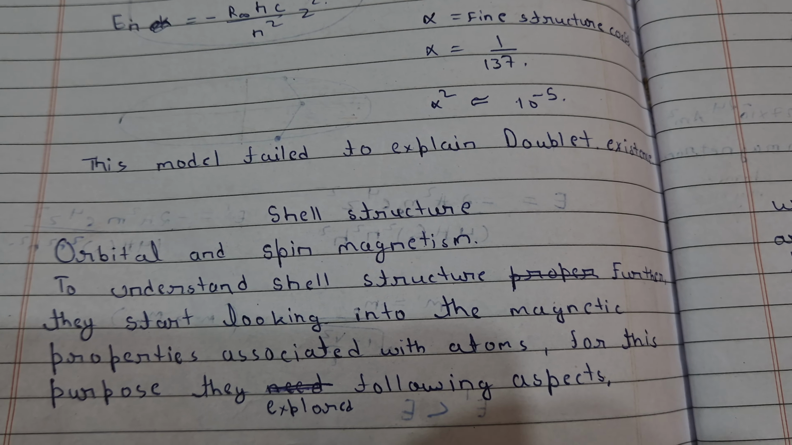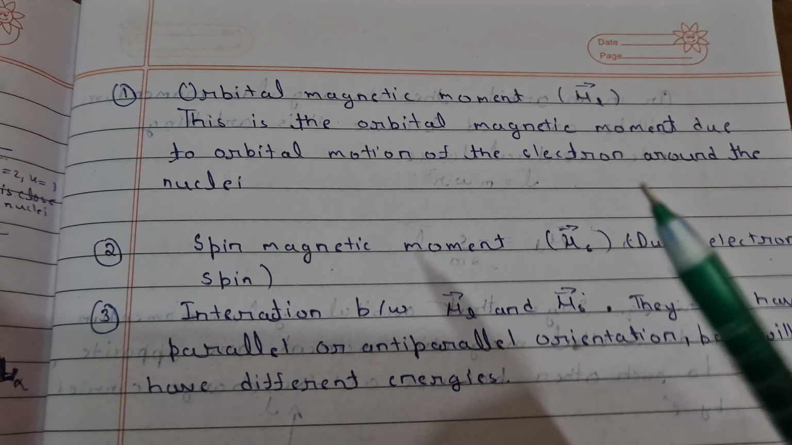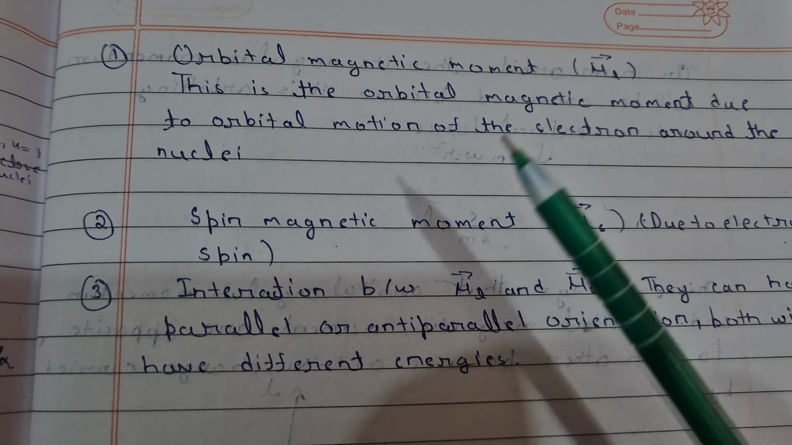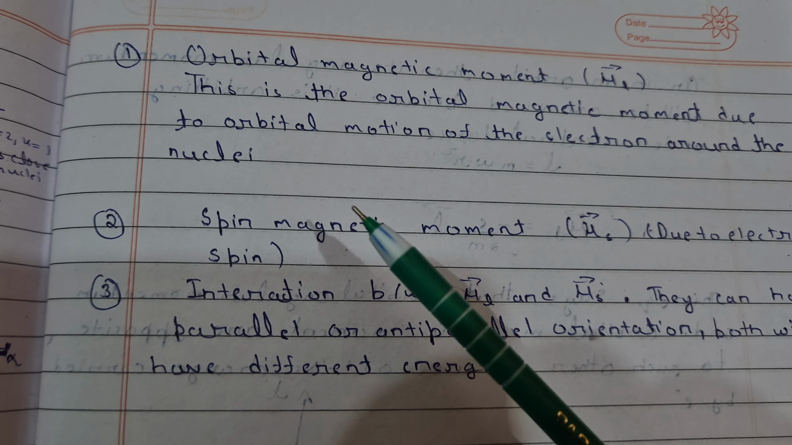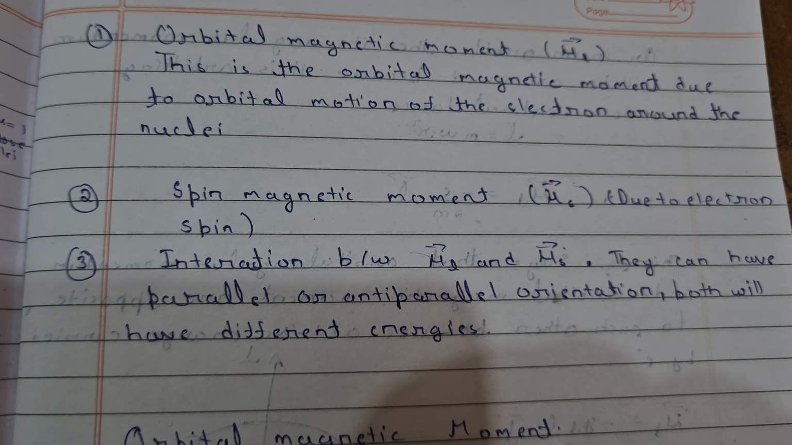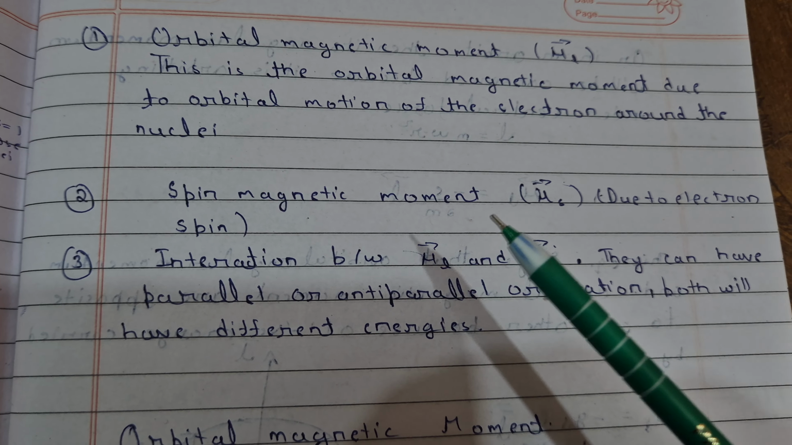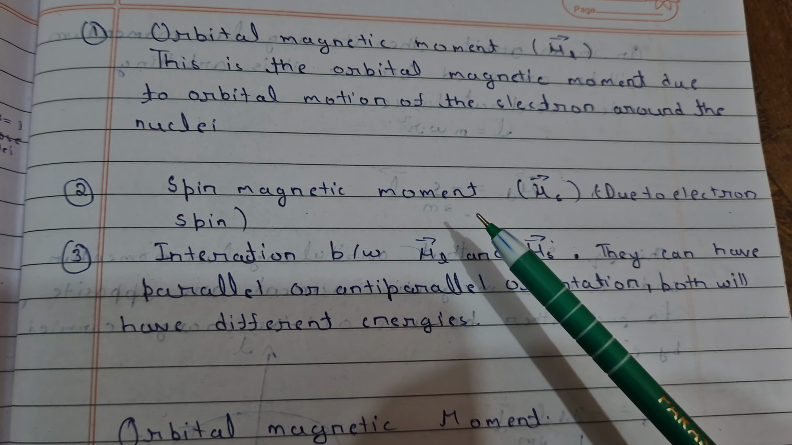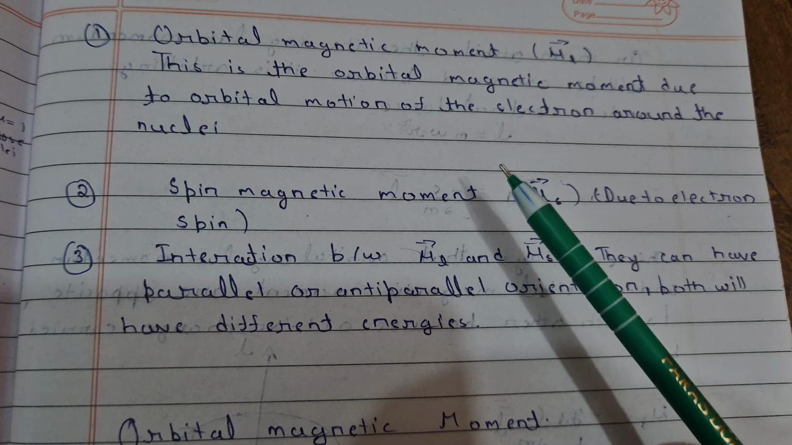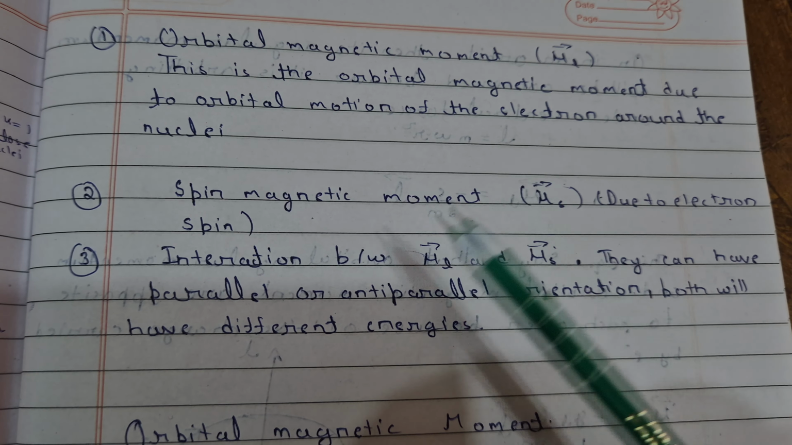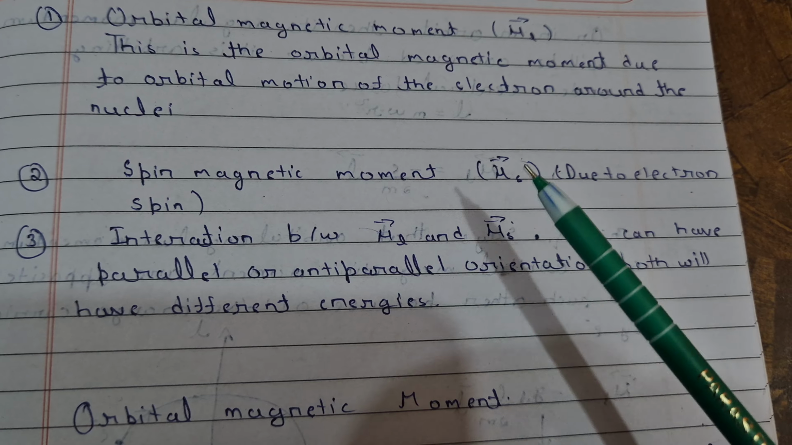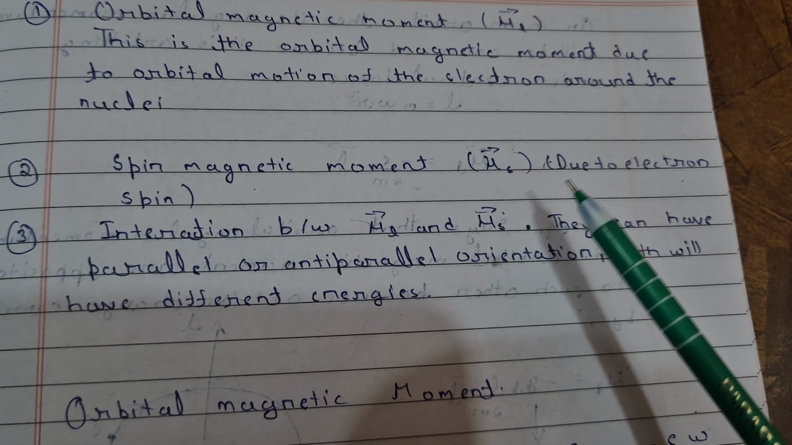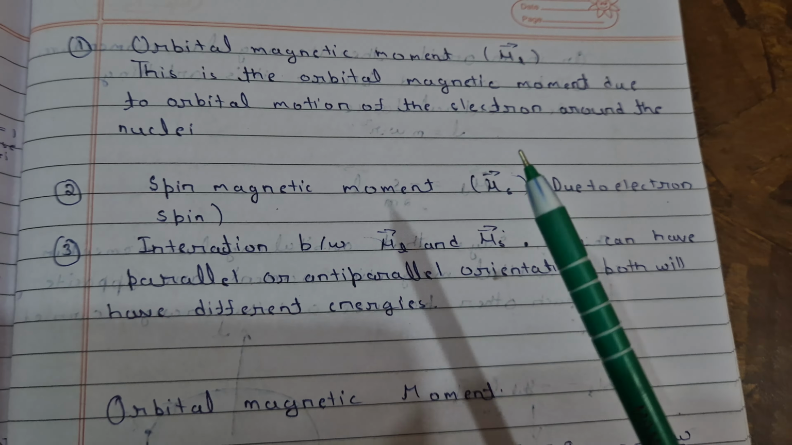What they explored in magnetics: first was the orbital magnetic moment, which is because of the electron moving around the nucleus in the orbit. Second was the spin magnetic moment, which is because of the spin of the electron. That doesn't mean the electron is rotating on its axis; that is just the name given. It is an intrinsic property of the electron that gives its magnetic moment, and in general we call it electron spin.